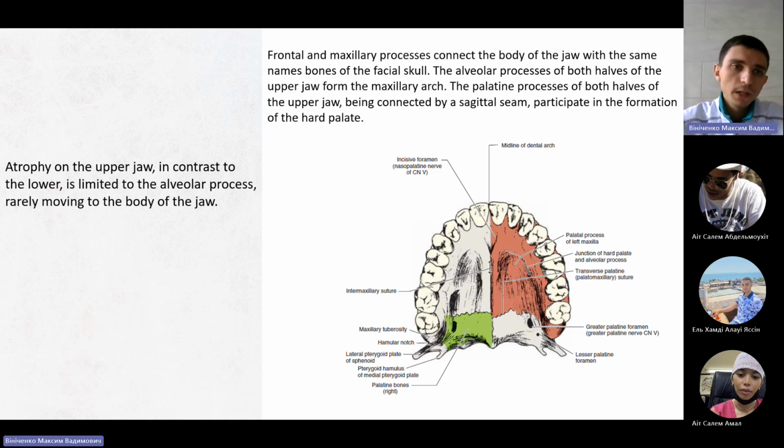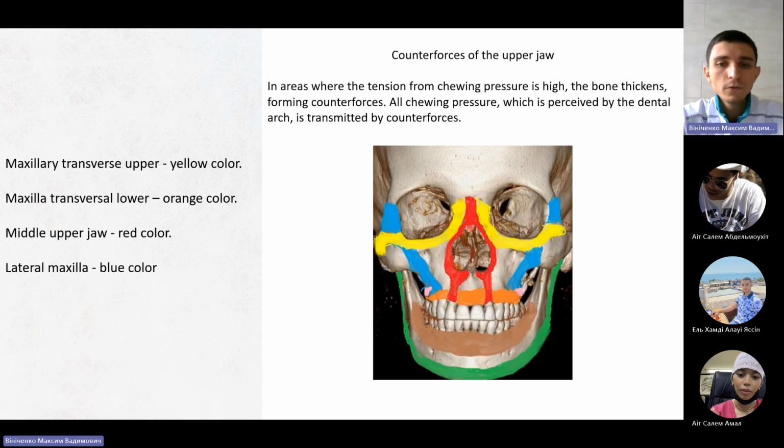Atrophy on the upper jaw, in contrast to the lower jaw, is limited to the alveolar process, rarely moving to the body of the jaw. Now a few words about counterforces of the upper jaw. In areas where the tension from chewing pressure is high, the bone thickens, forming counterforces. All chewing pressure which is perceived by the dental arch is transmitted by counterforces.